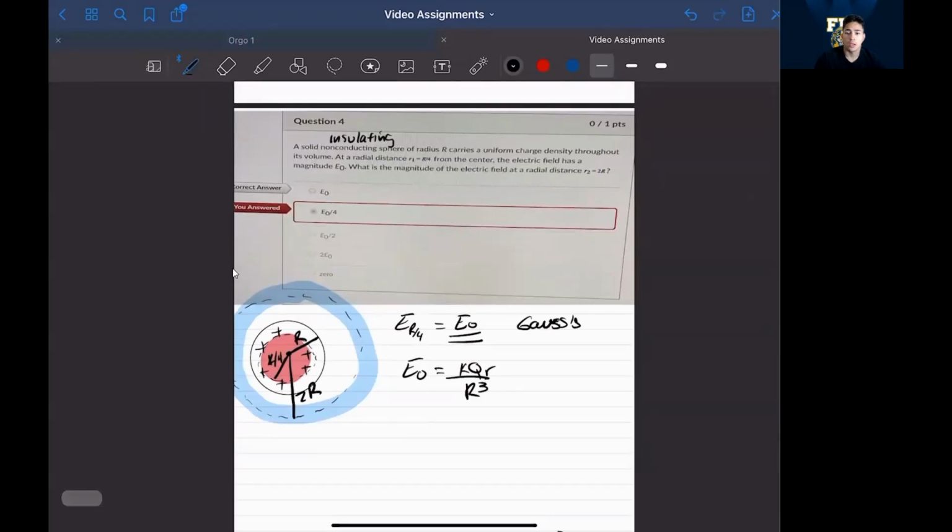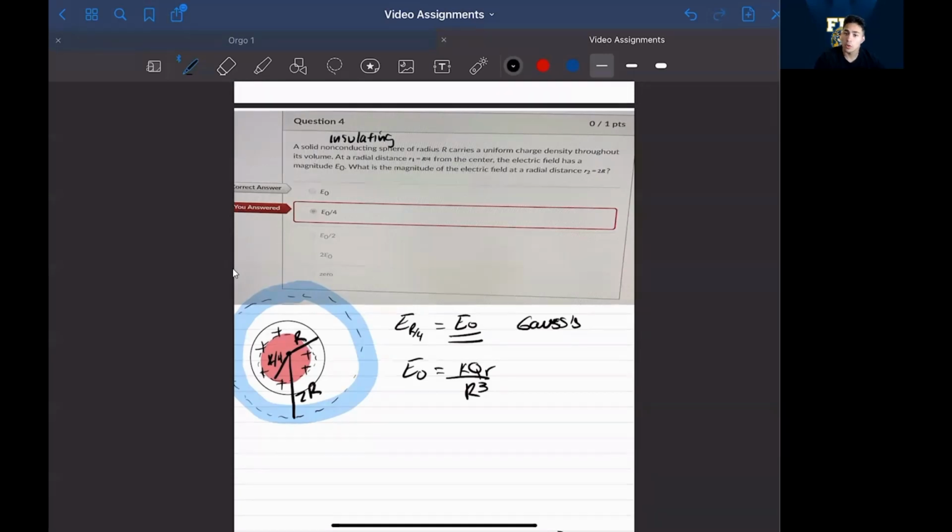Question 4 talks about a non-conducting sphere, which is the same thing as an insulating sphere. We already know that insulating spheres have a charge inside that is evenly distributed throughout the volume, right? So knowing that and what's given in the question, we know that inside and outside of the sphere, we're going to have different electric fields, right?